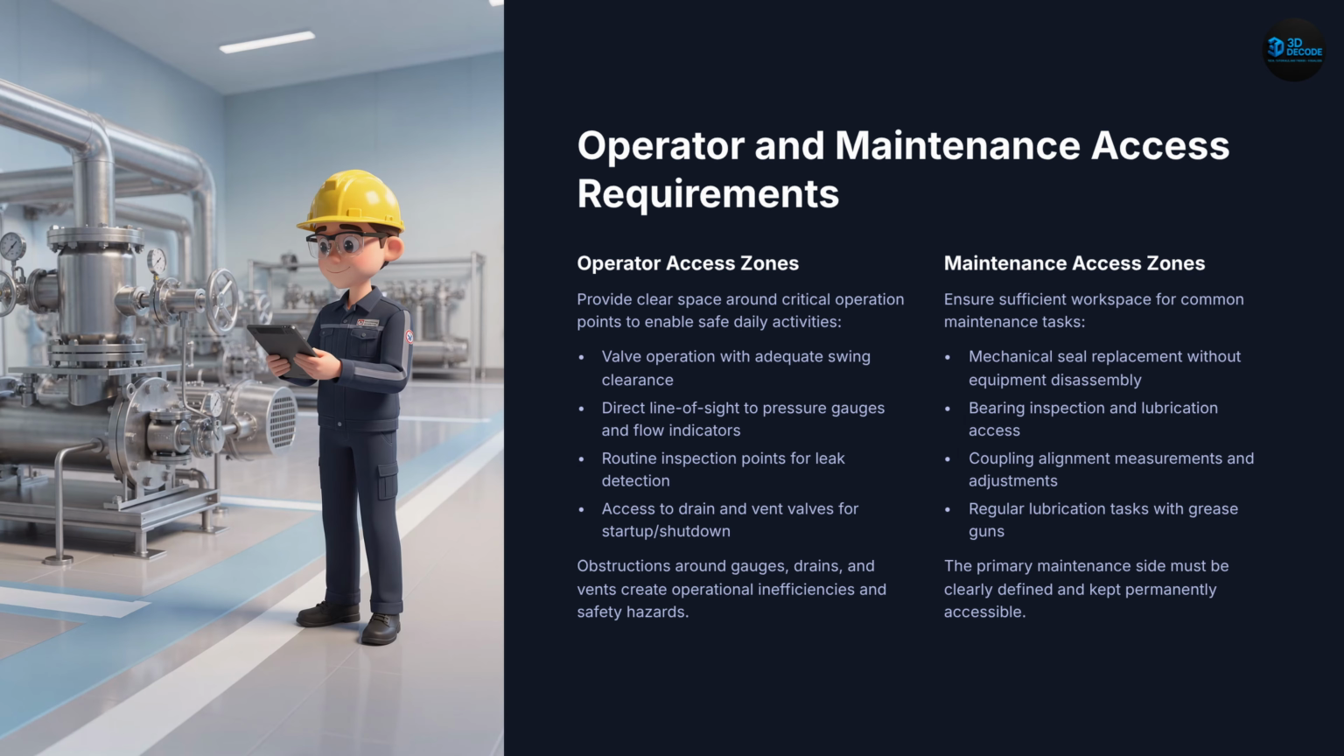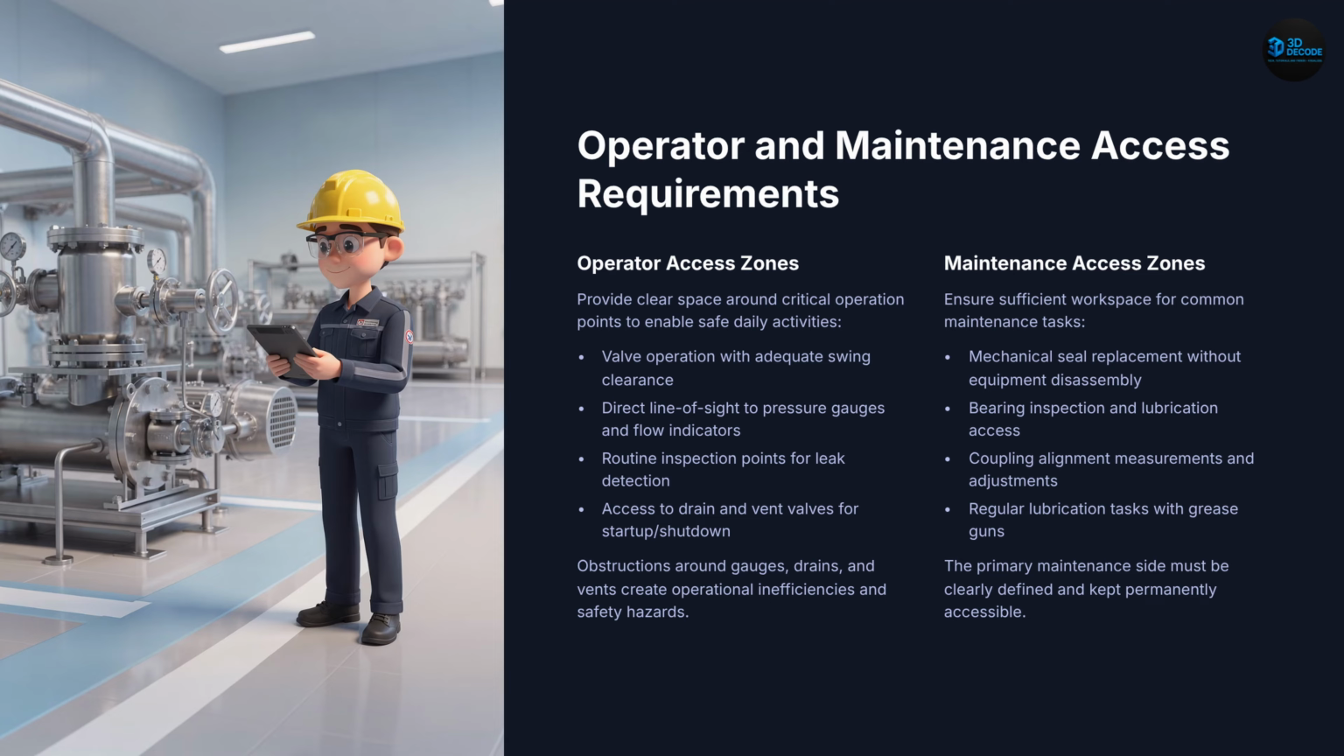Next, operator and maintenance access requirements. Now, this slide is extremely important because poor access design creates daily operational frustration. And over time, small frustrations become massive reliability problems. Let's start with operator access zones. Operators need safe access to valves, gauges, vents, drains, and inspection points. Sounds obvious, but many layouts place valves behind piping or gauges where nobody can actually see them properly. And during emergencies, operators may only have seconds to react. If access is poor, the consequences can become catastrophic.